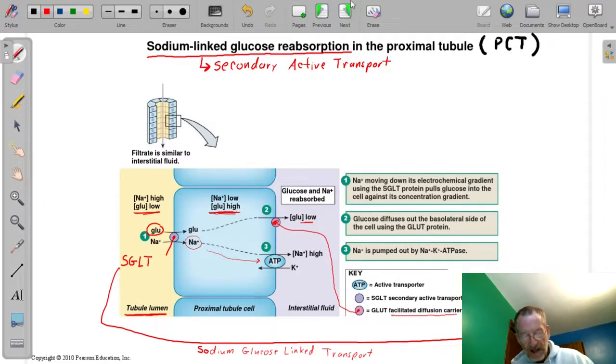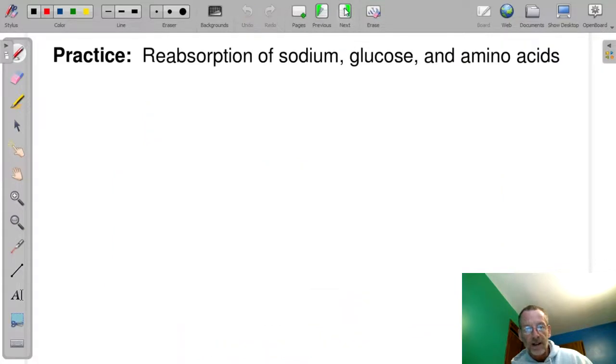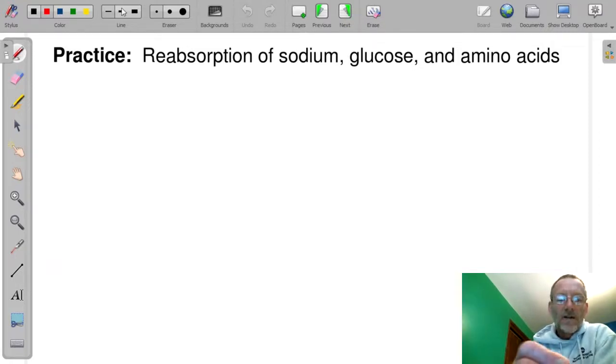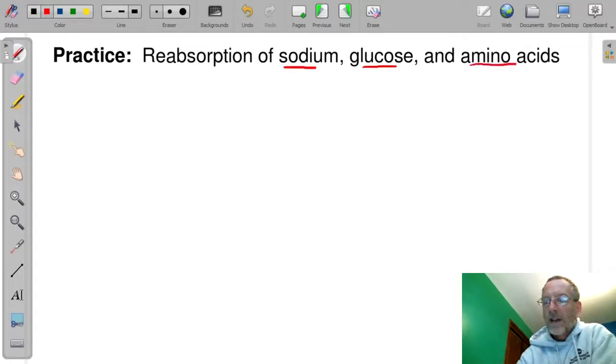and take a look at other transport using secondary active processes. This we could also use as a practice to show the reabsorption of sodium, glucose, and amino acids. And at least these two are going to be done by secondary active transport.